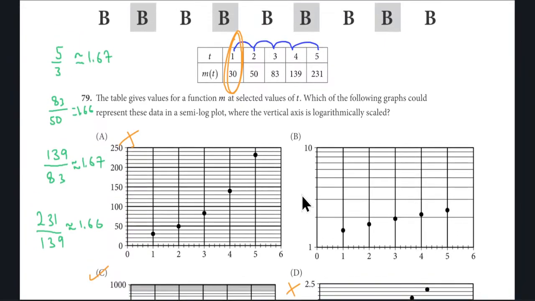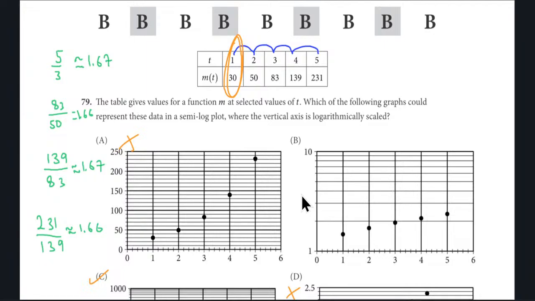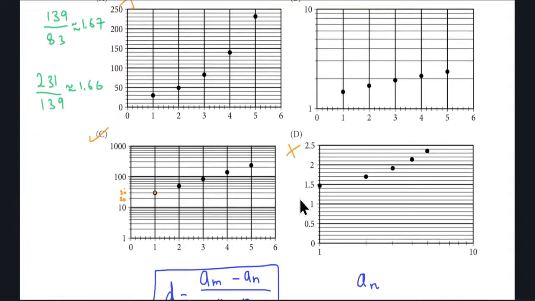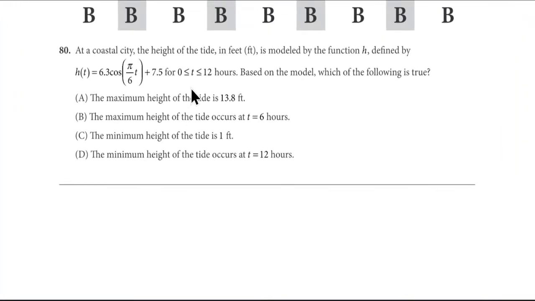Not sure about FRQs. I don't think so. You can get an FRQ, although I'm not sure. But yeah, MCQs definitely. Expect MCQs on semi-log plots. So yeah. All right.